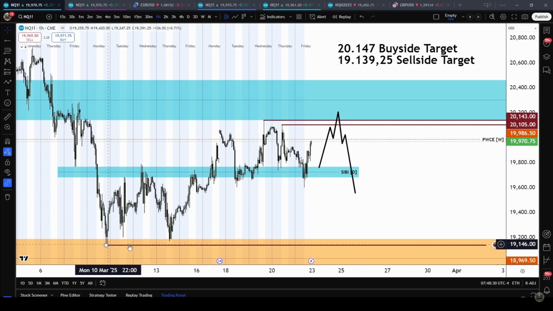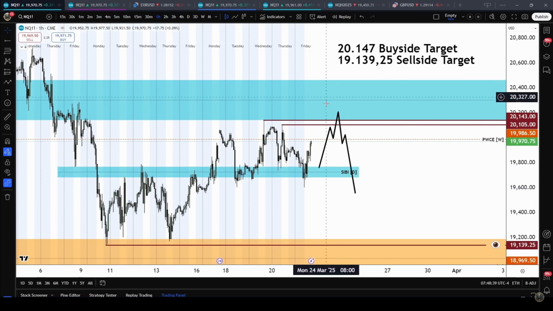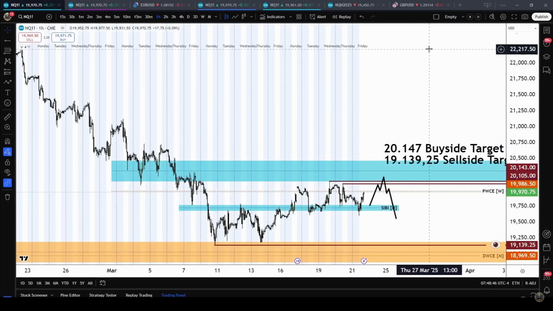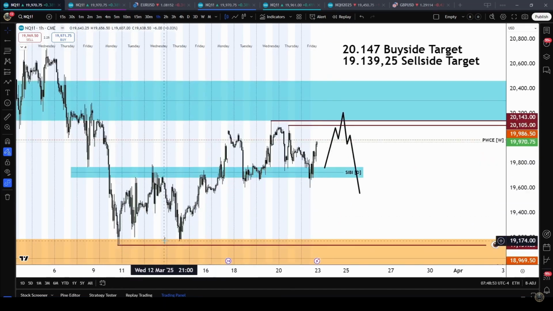Then 19,550, which are these relative equal lows. And the final target for the week for me will be 19,139.25. If I'm wrong, then I want to see price close above this weekly SIBI over here and use it as a discount rate to send price higher. But for now I am bearish and I expect these lows to be taken throughout the week.